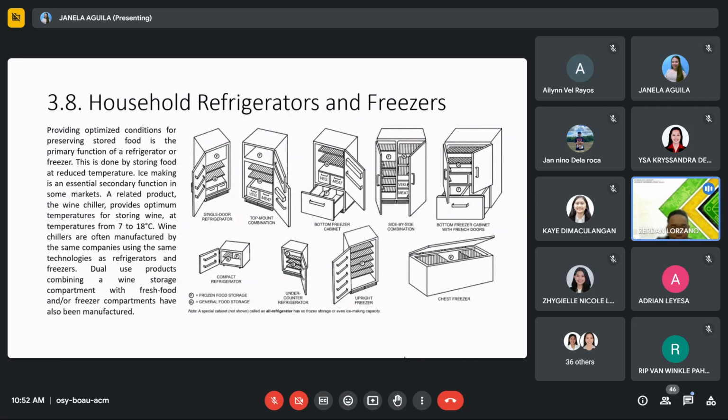So, relative dyan is yung ating mga wine chillers. So, para mag-store tayo ng wine is meron tayong minimit na temperature which is 7 to 18 degrees Celsius. So, saan nga ba nanggagaling yung mga wine chillers na yan? So, meron silang same manufacturers katulad ng ating mga refrigerators at freezers. At dahil doon, dahil sila ay parehas ng manufacturers, minsan pinagsasabay na din sila. So maraming compartments ang ating refrigerators para mag-store ng food, ng paggawa ng yelo at ng mga beverages such as wines. Yan lang po.